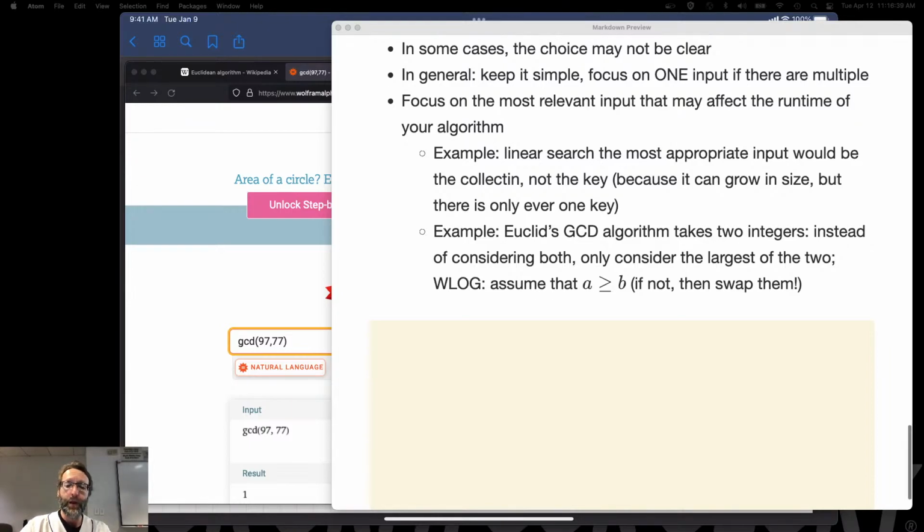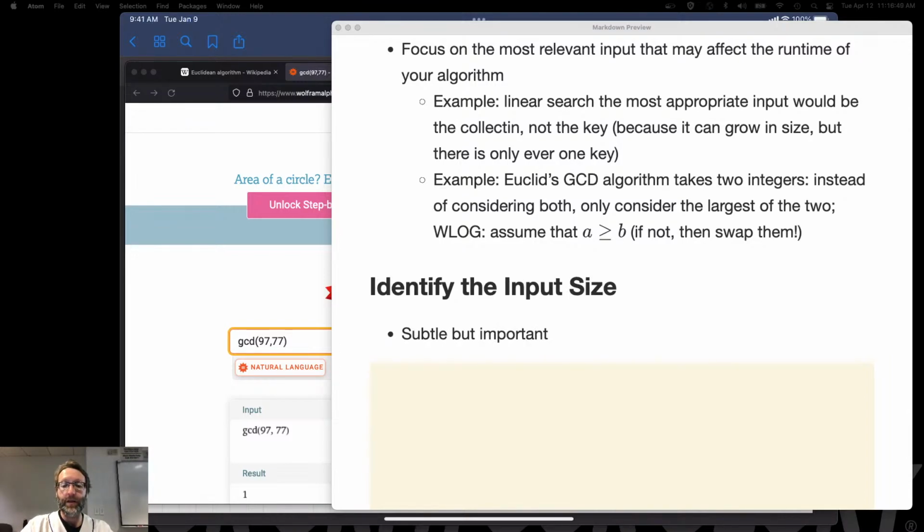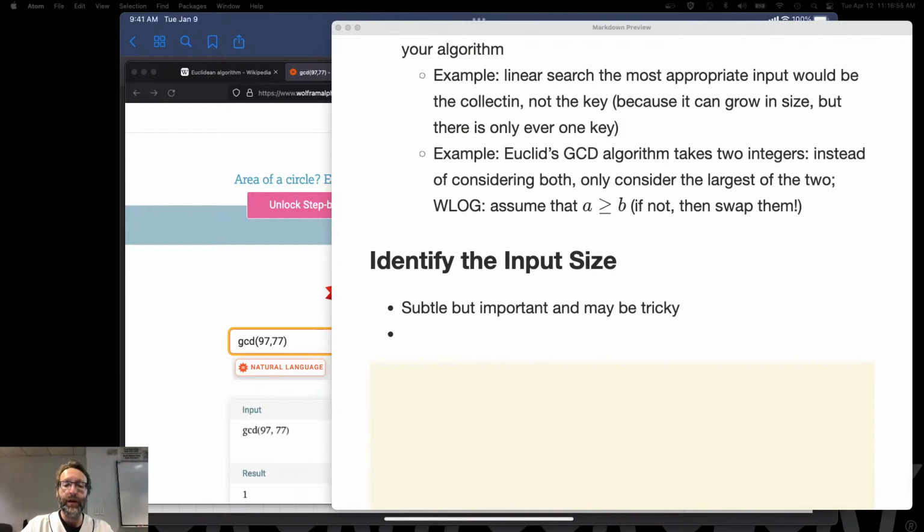Step 2 is identify the input size. This is a subtle but important and maybe tricky step, and we're going to look at one instance in which it's tricky. But if the input is a collection, then what's the size?